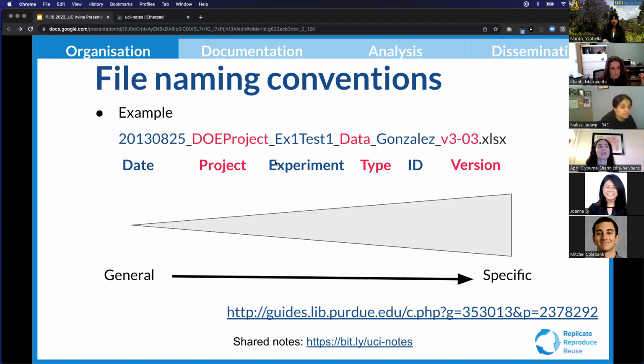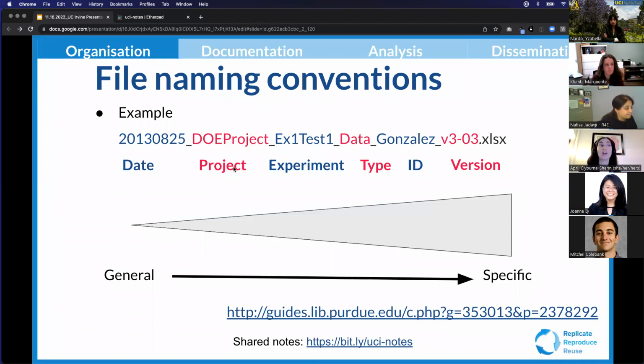So this is what I mean when I talked about abbreviations and group names. So this is just one example, and mind you, it's a very long one, so most of you are not going to have file names quite this long. But what you want to do as a general rule of thumb is go from general to specific from left to right. So the date over here, for example, you want to delimit these different sections of your file name with something such as an underscore.